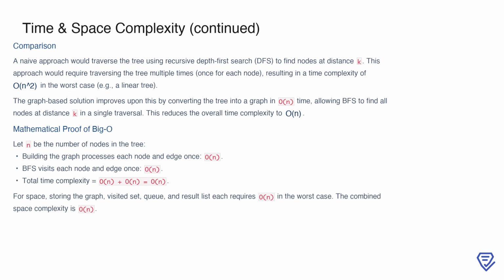Similarly, the space complexity stems from the graph, visited set, queue, and result list, each of which requires O(n) space. Together, this confirms the combined space complexity is O(n).